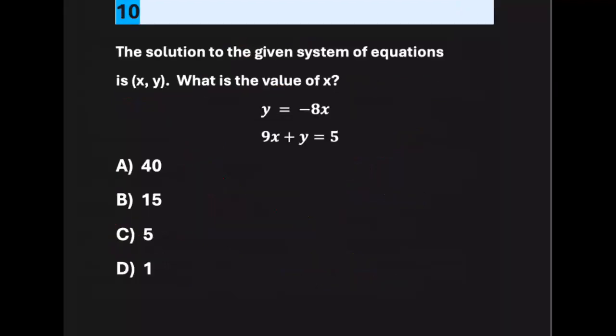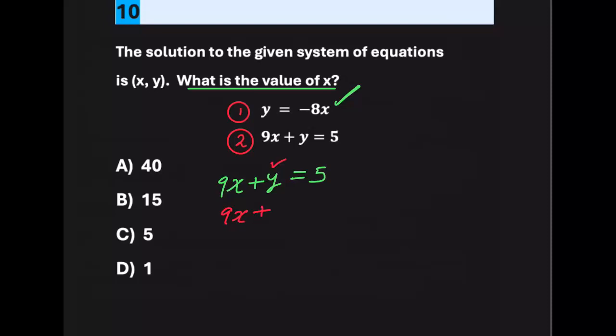Okay, question 10 is a system of equations, and the question is, what is the value of x? To find the value of x, we're going to be using the substitution method. We're going to call this one equation 1 and this equation 2. 9x plus y is equal to 5. And we have the value of y here. So we're going to substitute negative 8x for y. And we have 9x plus negative 8x is equal to 5. So 9x minus 8x is x, equal to 5. And the answer is right here.